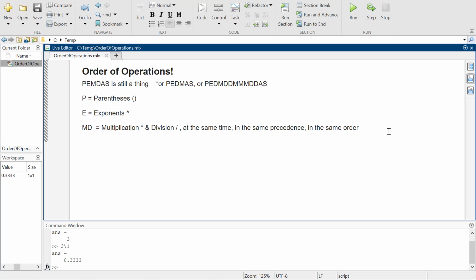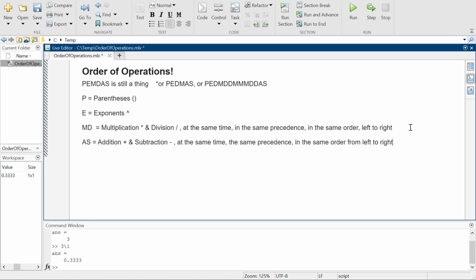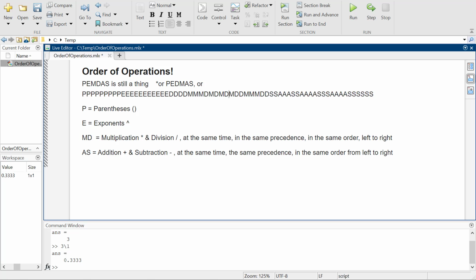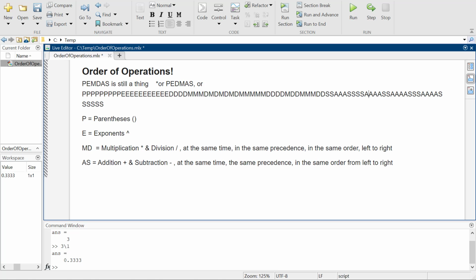So multiplication and division are in the same order, left to right. And then AS is addition and subtraction. Addition is just the plus sign and subtraction is just the minus sign. Again, at the same time, in the same precedence, in the same order, from left to right. So this could be subtraction, subtraction, addition, however you happen to see it. So no matter what, it's always parentheses, then all the exponents, and then all the divisions and multiplications. And then once you get done with all those, then you do all the additions and subtractions.